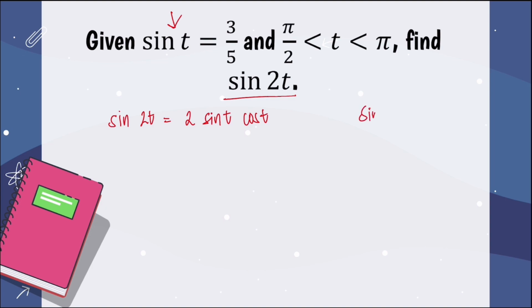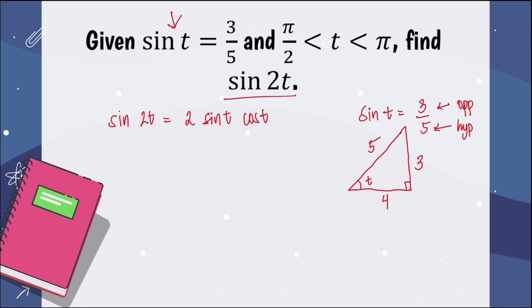So let's write here sine of t is equal to 3 over 5. Now since this is sine, therefore 3 is the opposite side, and then 5 is the hypotenuse. So by drawing also another triangle, we can identify the adjacent side. So let's say this is angle t, opposite is 3, the hypotenuse is 5. So that makes now our adjacent side equal to 4. Again, just use the Pythagorean Theorem. Now, to get the cosine of t, cosine can be identified by dividing the adjacent and the hypotenuse. So we have now 4 over 5.